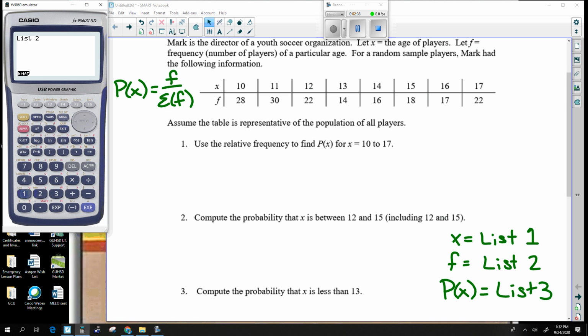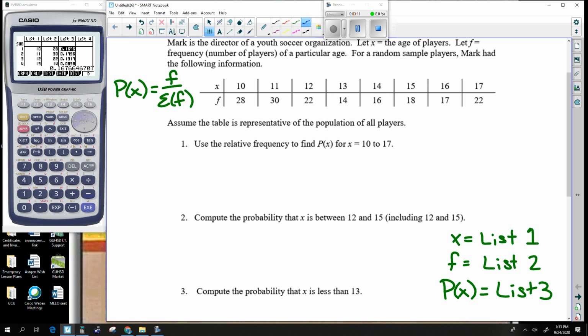So I go f, which is list 2, divided by the sum of f. Okay, so those are the individual probabilities in that list. So I need to take that list answer and store it as list 3, like I said I would. So list 3 are the individual probabilities, and that's what the first question is asking. They want to know what are those individual probabilities.